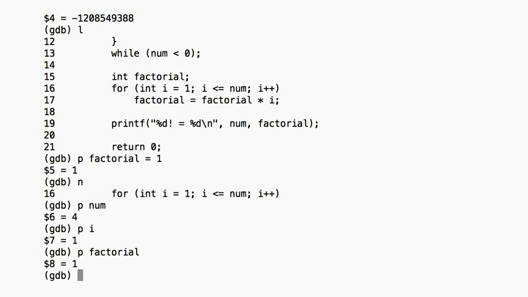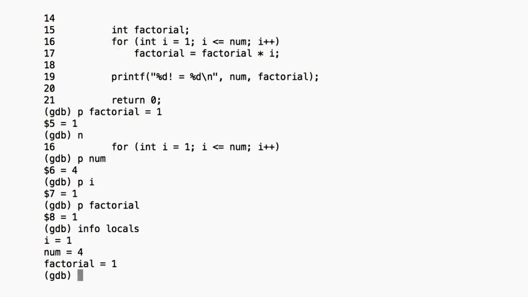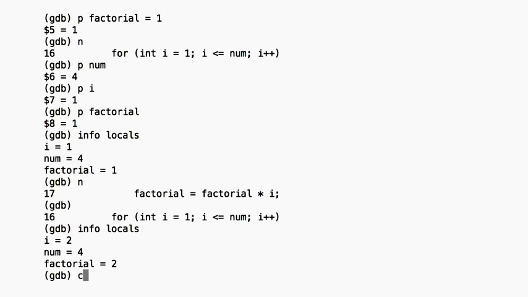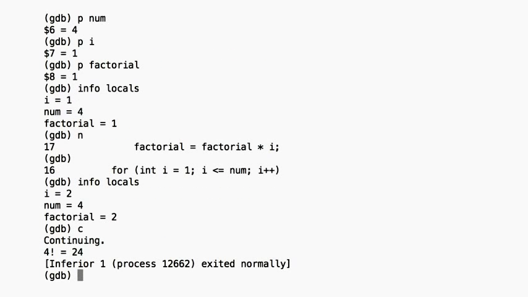We can shortcut this process and print all of our local variables with the super helpful command info locals, which prints out all of our in-scope local variables. Anyway, it looks like everything's good to go. Let's do another go around of the loop just to make sure. OK, everything looks great. Now we can use the continue command to go to the end. Sweet! 4 factorial printed out 24, as expected.